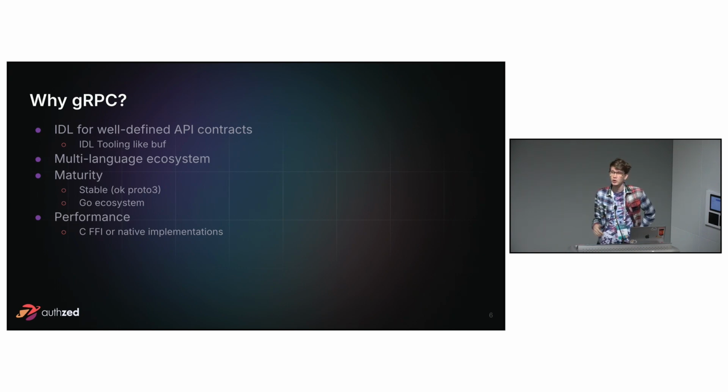We also had built a lot of stuff in Go before, and we knew that the libraries for building out gRPC services in Go were fairly mature. The other thing too is that we knew we could get pretty reasonable performance out of it. I talk about CFFI and native implementations in a bunch of different languages. We just knew the performance picking up the clients would be fairly good.